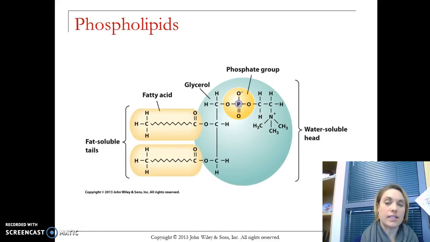Phospholipids are another lipid type. Now, phospholipids look similar to triglycerides, but you can see that instead of the third fatty acid coming off the chain, there's a phosphate group that flips that last bond around on the chain, giving the phospholipid a water-soluble head and a fat-soluble tail. This makes it a great consistency for our cell membranes. So we have a phospholipid bilayer in our cell membranes, which makes the cell membranes semi-permeable.